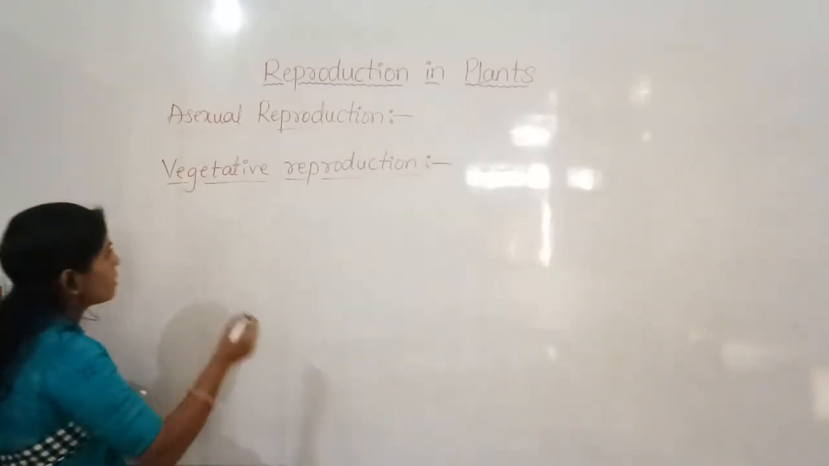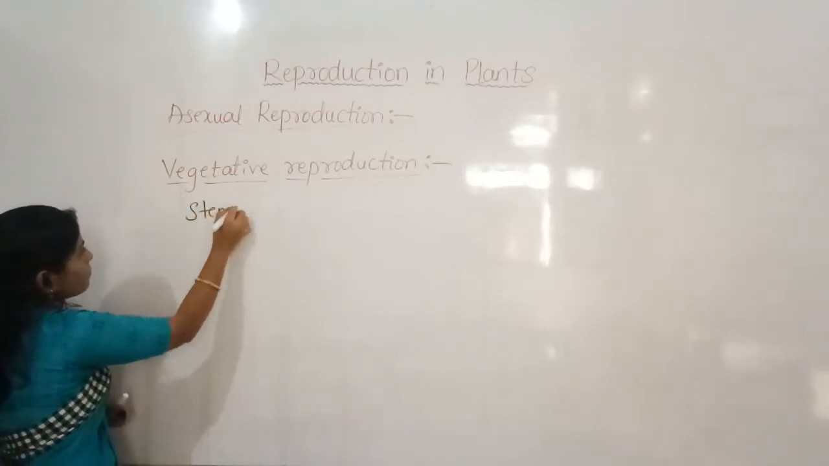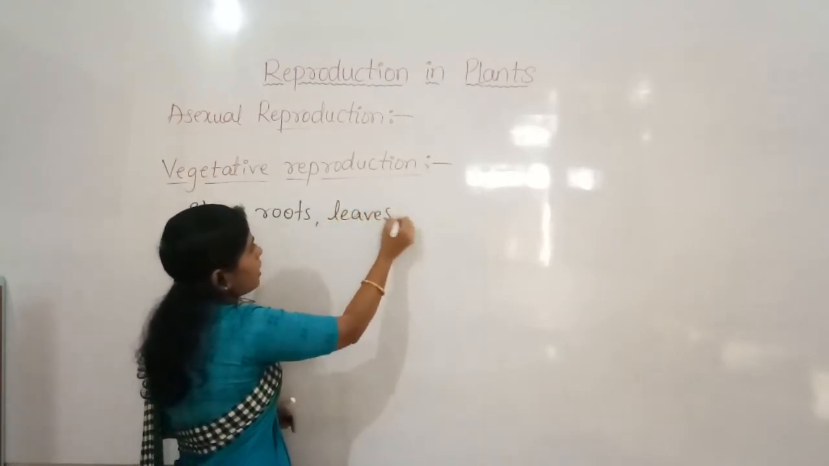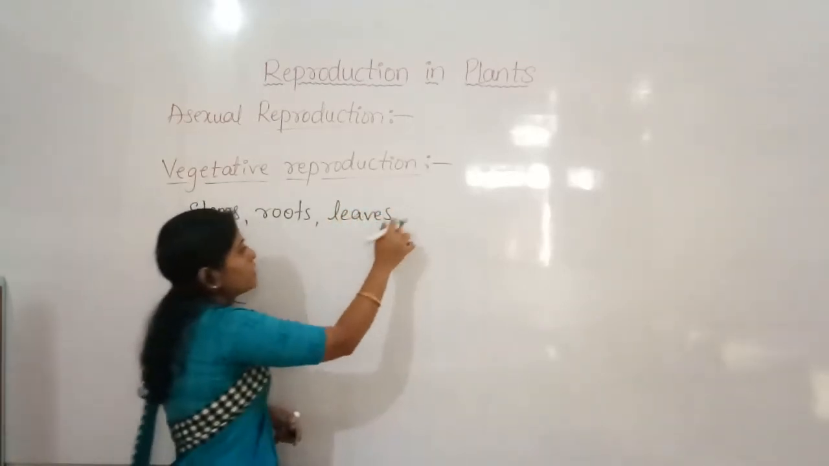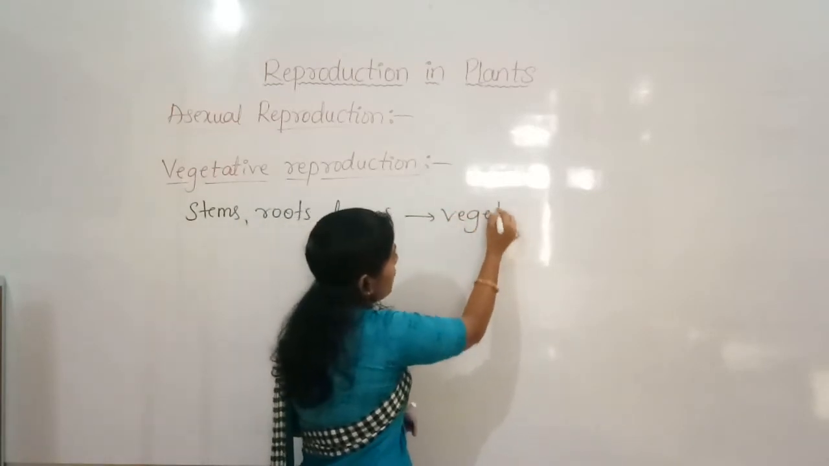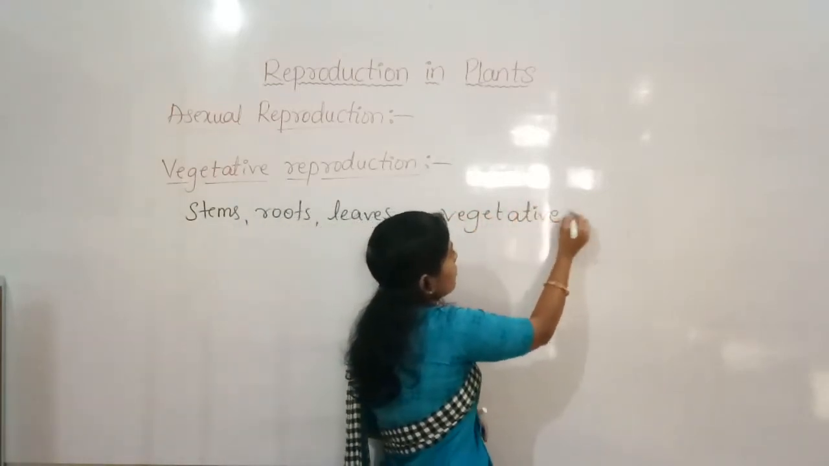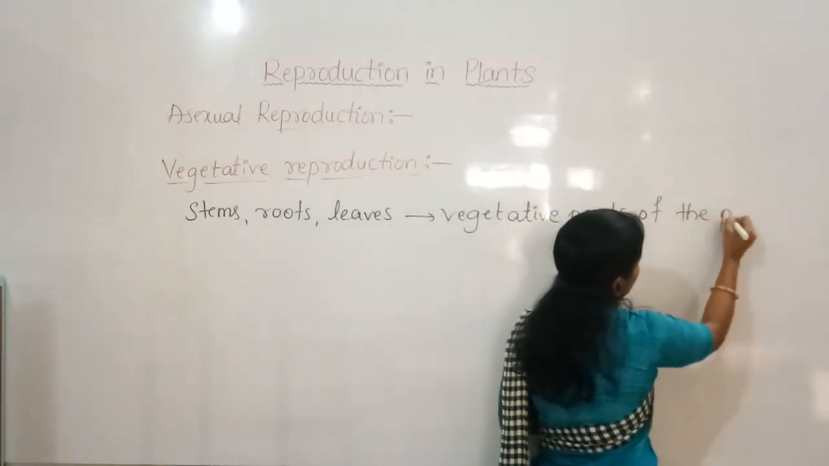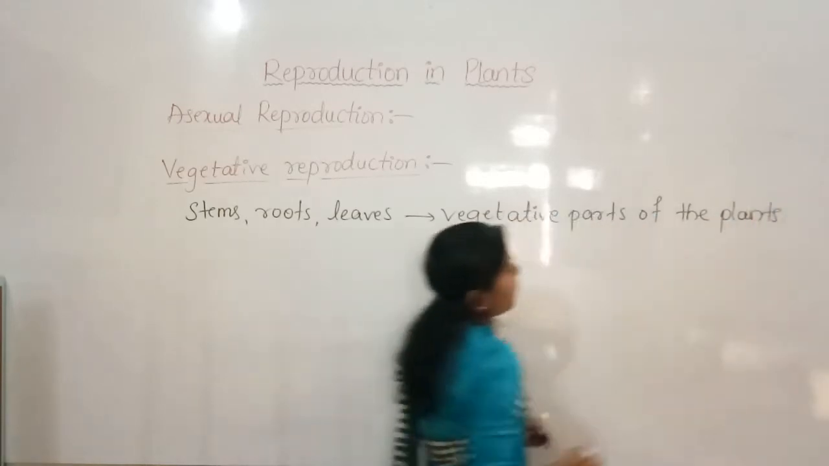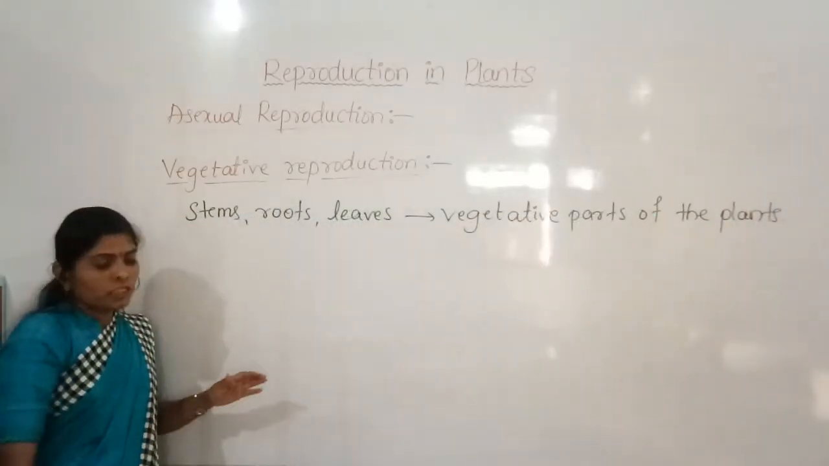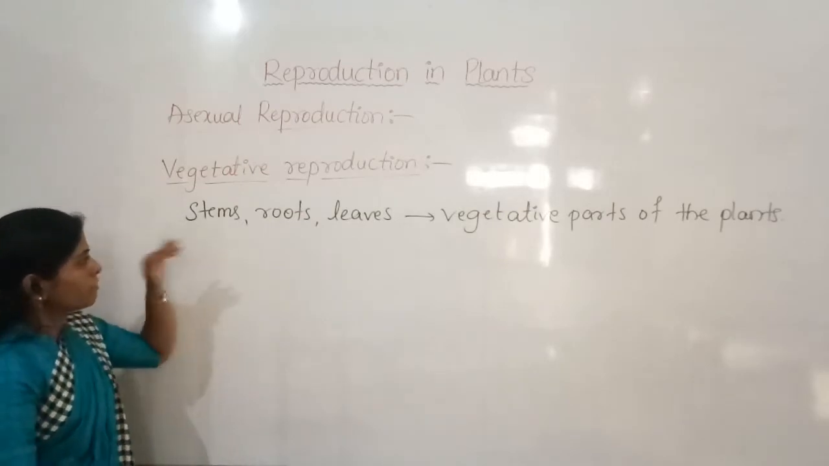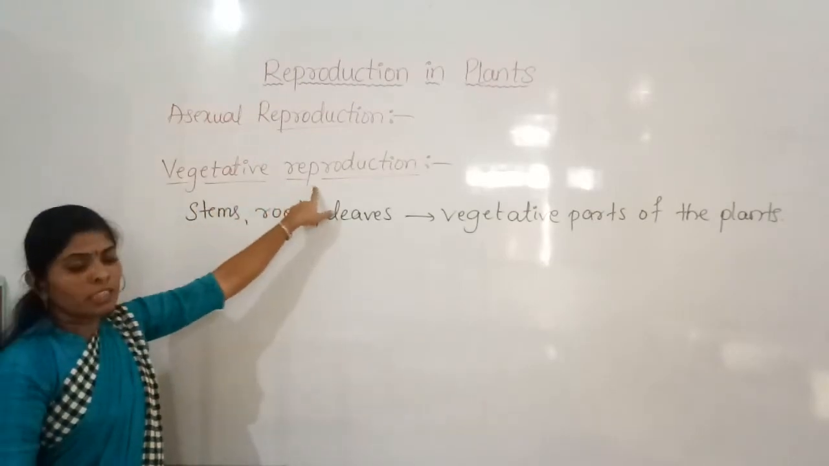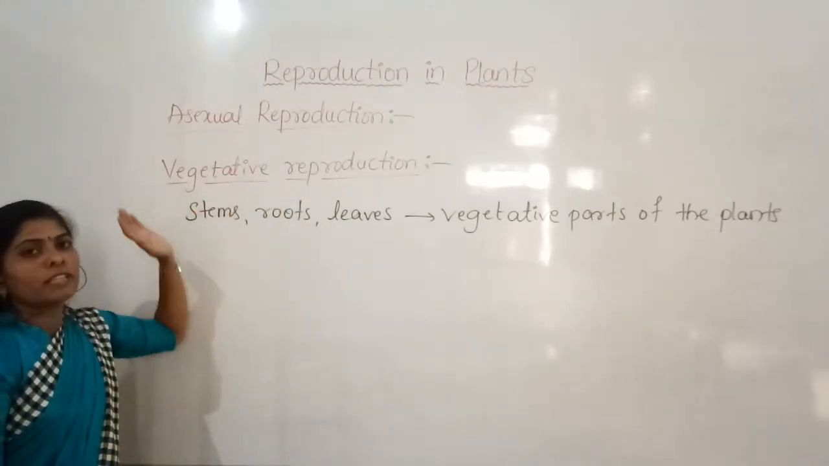Like the stems, roots, leaves or any other parts of the plant. These are called the vegetative parts of the plant. When the production of new plants takes place with the help of these vegetative parts of the plant, that kind of reproduction we call vegetative reproduction.